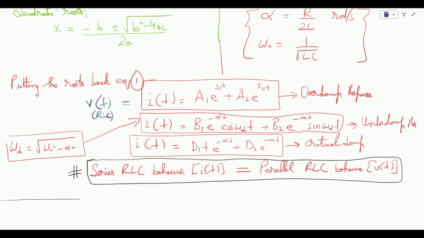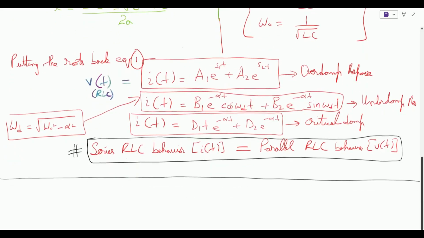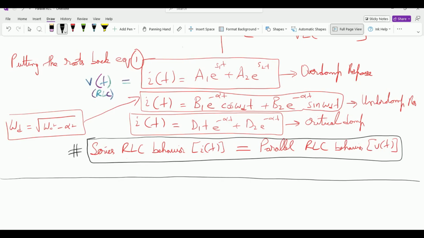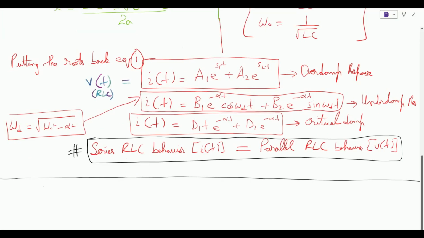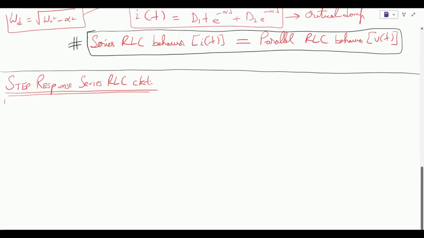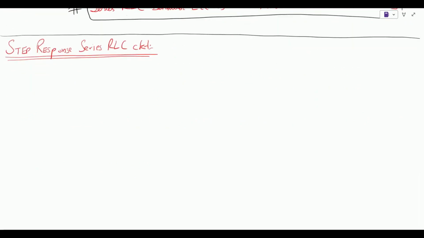Similarly, if we just go to the next proof, which is the step response. So now we know about the natural response of a series RLC circuit. Similarly, we can see the step response of a series RLC circuit, and the step response is going to be similar to what we saw previously. In the step response, we know that our circuit again will have the circuit elements connected in series. So this is your capacitor, inductor and resistor.